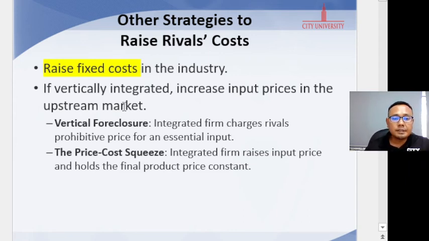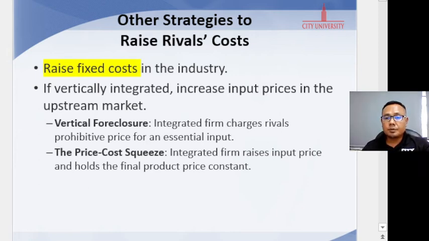So that's a simple example of a strategy to raise a rival's cost. If vertically integrated, a firm can increase input prices in the upstream market. You can see this in vertical foreclosure, where an integrated firm charges a rival a prohibitive price for an essential input. The integrated firm raises the input price and holds the final product price constant. So this is an extreme form of raising rival's cost.